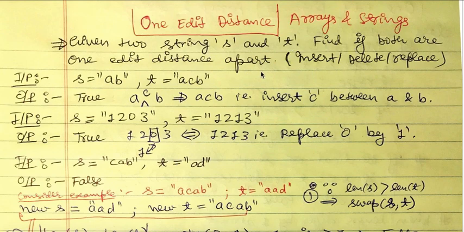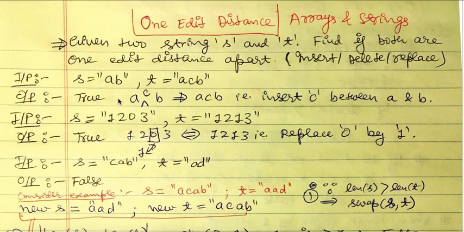It means that you have to find if we can convert source string S to target string T by doing just one operation, and this operation can be inserting a character, deleting a character, or replacing a character with a new one. So let's take an example where the source is AB and the target is ACB. Is it one edit distance apart? Obviously we can insert C between A and B and we get ACB, so we return true.